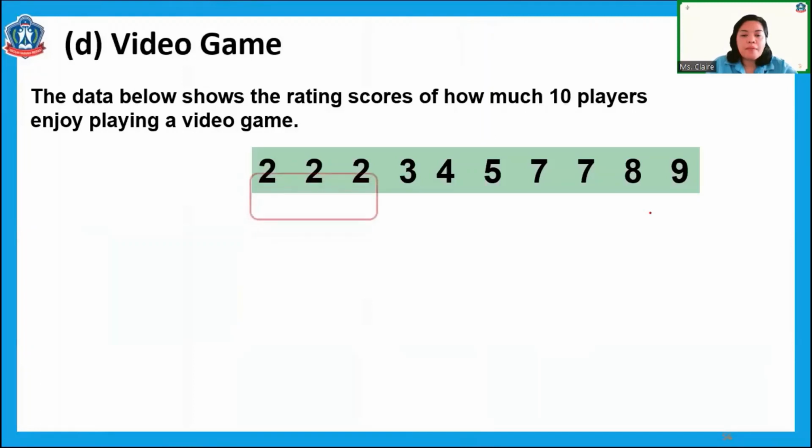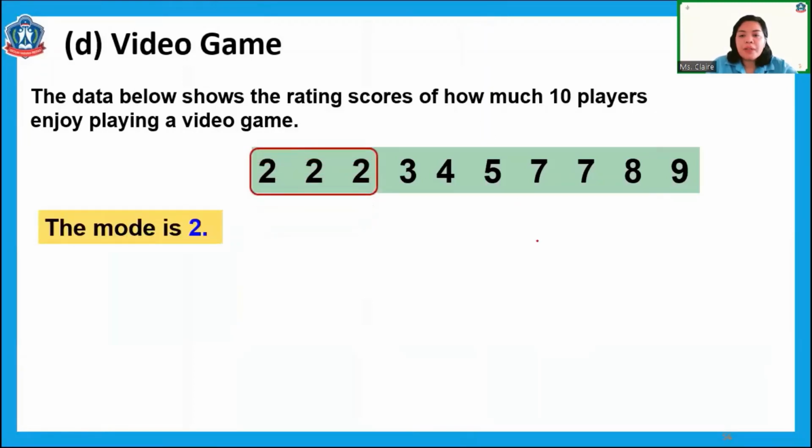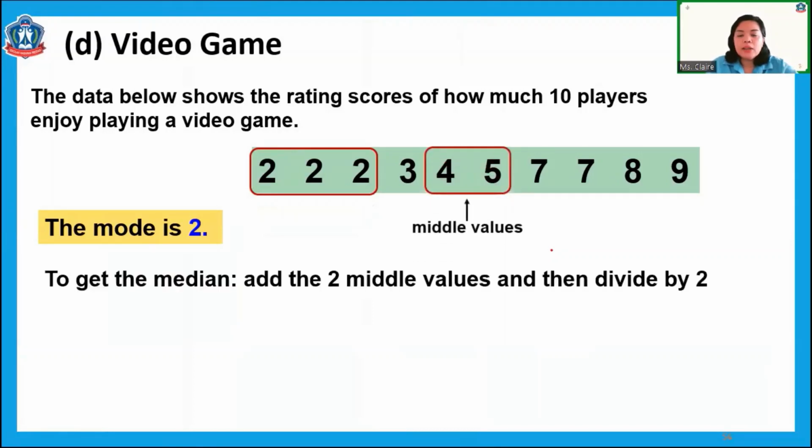Okay, what if, children, our number of data is an even number? To get the median, the median is in the middle, right? In this case, we have 10 players. If we arrange them in increasing order, we have 2 middle values. Now let's find the mode first. The mode is 2 because the 2 appears 3 times, 7 only 2 times, and the rest only 1 time.